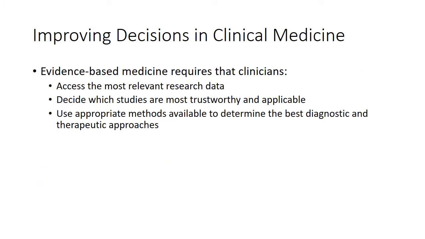So in order to practice evidence-based medicine, you need to make sure you have access to relevant research data. For instance, I'm a toxicologist, and so I read toxicology journals. I try to keep up to date with that sort of thing. You have to be able to decide what's trustworthy and applicable, which is what we've been talking about a little bit with some of our journal clubs. And then be able to use the methods to appropriately determine, based on this evidence, what's the best diagnostic and therapeutic approach for your patient.